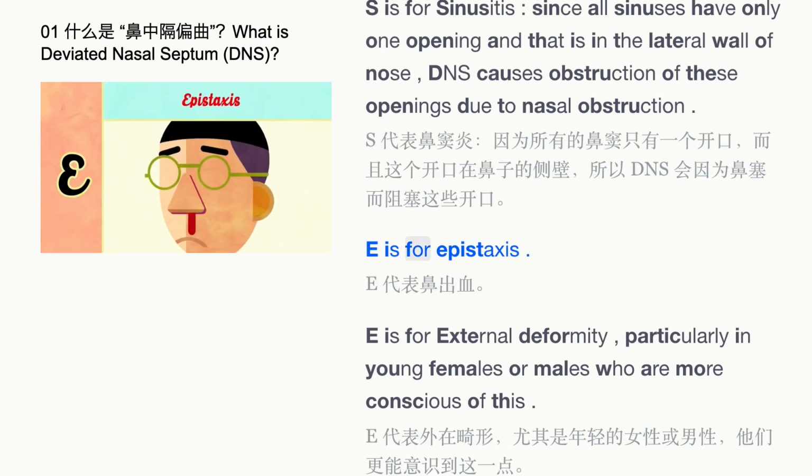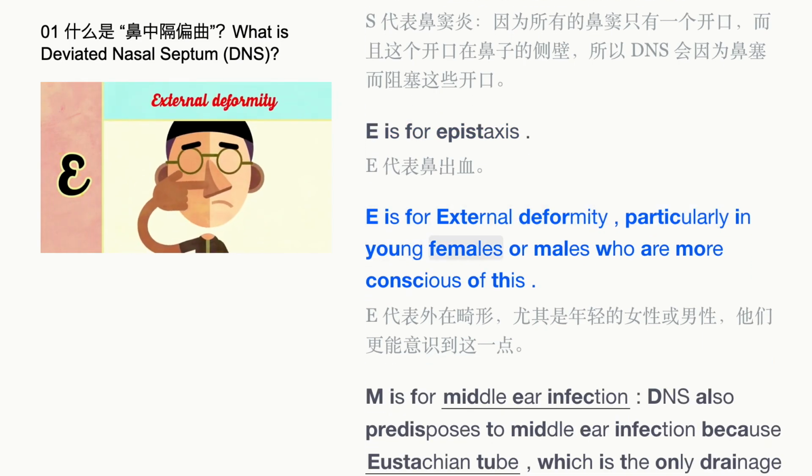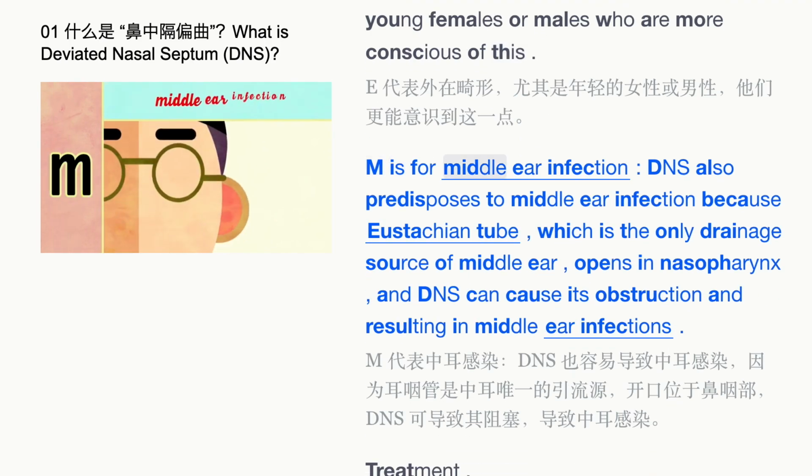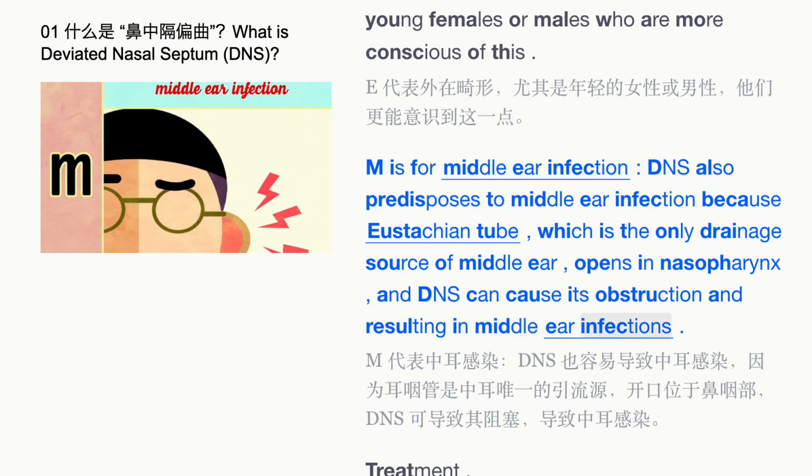E is for epistaxis. E is for external deformity, particularly in young females or males who are more conscious of this. M is for middle ear infection. DNS also predisposes to middle ear infection because eustachian tube, which is the only drainage source of middle ear, opens in nasopharynx, and DNS can cause its obstruction and result in middle ear infections.